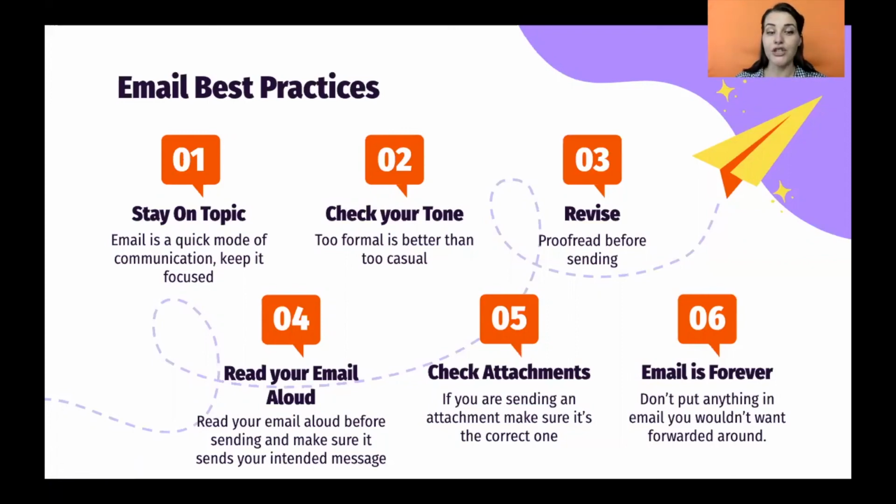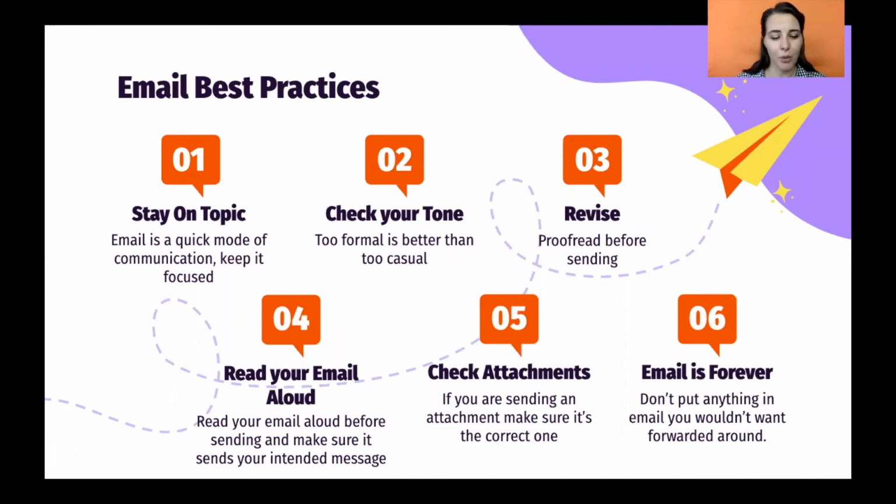Number four, read your email aloud before sending, to make sure it sends your intended message. You might read it aloud and find some errors, or you might find that something's coming off a little bit more aggressive or a little bit more casual than you intended. Five, check attachments. If you are sending an attachment, make sure it's the correct one. And finally, and this is a really important one, email's forever. Do not put anything in email that you would not want forwarded around. It is very, very, very easy to forward email.